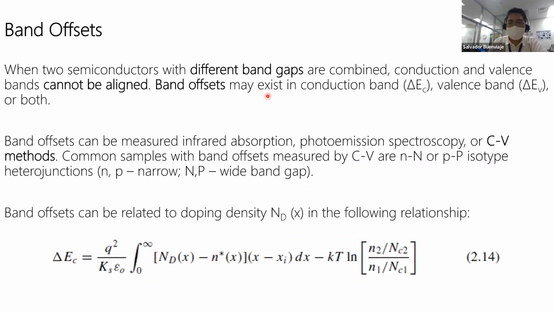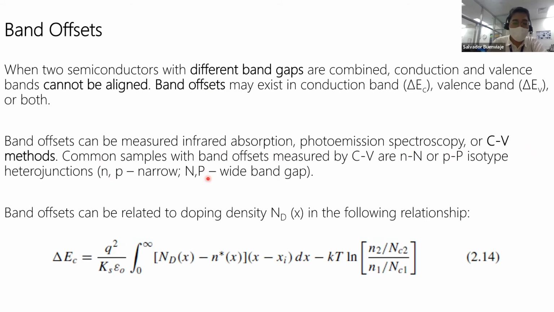So band offsets, this is just another concept that is discussed in Schroder, because it is also measurable by CV techniques. When two semiconductors with different band gaps are combined, the conduction and valence bands cannot be aligned. This is called band offset, and it may exist in the conduction band, valence band, or both. Band offsets can be measured by infrared absorption, photoemission spectroscopy, or CV methods.